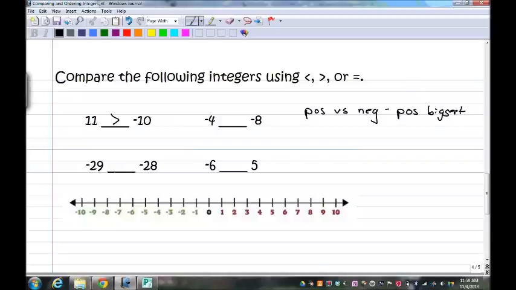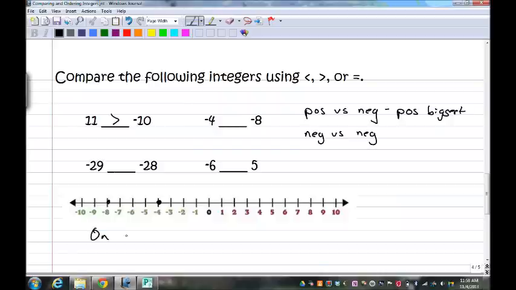So then you get to the next one, we're like, ooh, negative 4, negative 8. I don't know what to do with that one. All right, those are two negative numbers. So we have a negative versus a negative. Okay? Well, you could use a number line. You could go, all right, well, here is negative 4. Here is negative 8. Sometimes people look at a number line and they're like, well, I don't know. That doesn't help me either.